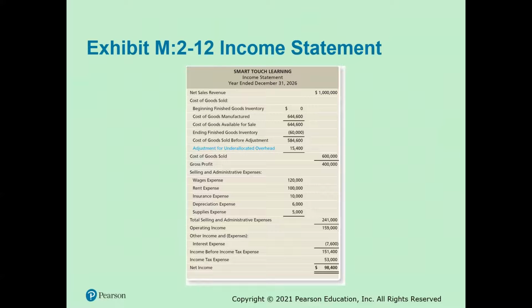Here, Exhibit 2-12, it shows the income statement for the same period, December 31st, 2026. Notice here on the income statement that the underallocated overhead is added to the cost of goods sold calculation, so that the cost of goods sold on the income statement matches the amount on the T account. If overhead had been over allocated, the adjusted amount would have been subtracted.